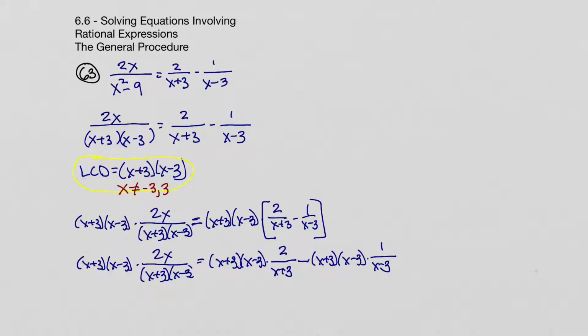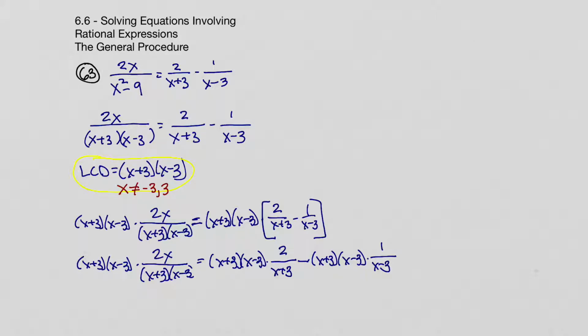So let's be sure we've got it here. I've got the LCD times the left side equals, now here's the LCD times the entire right side, and then I distribute, right? So I get this times this, there it is right there, minus this times this, and there it is right there. So here's what we really want to see.